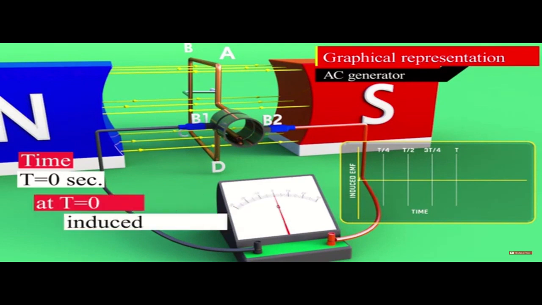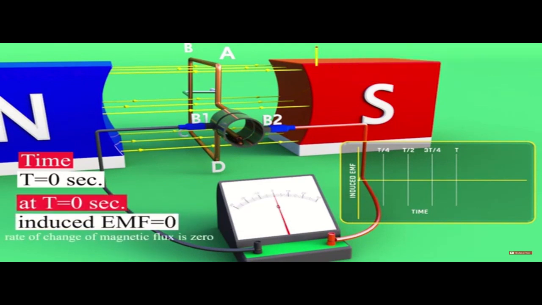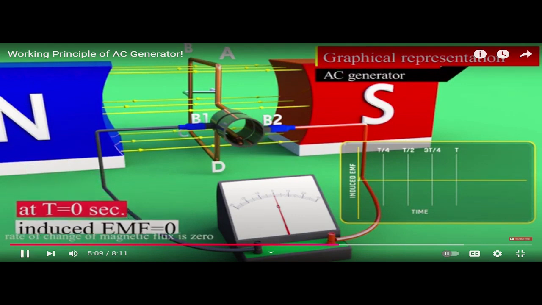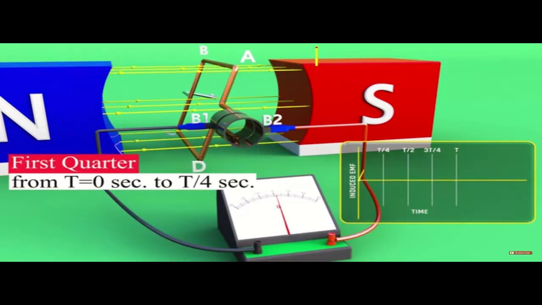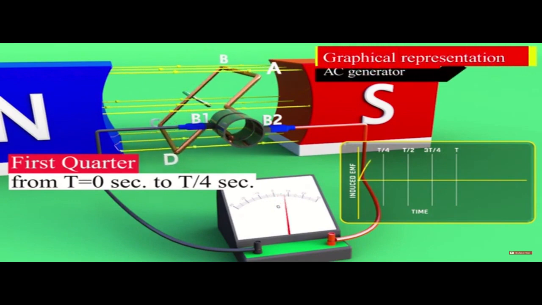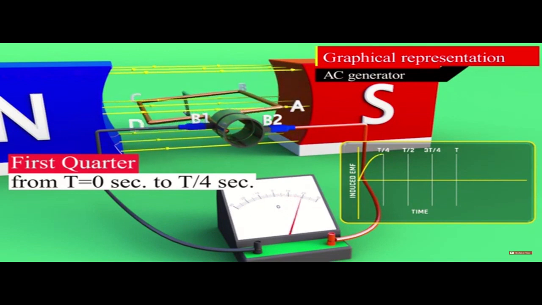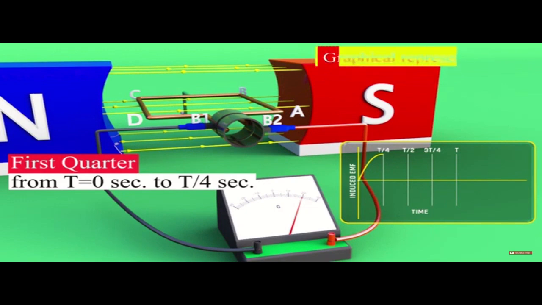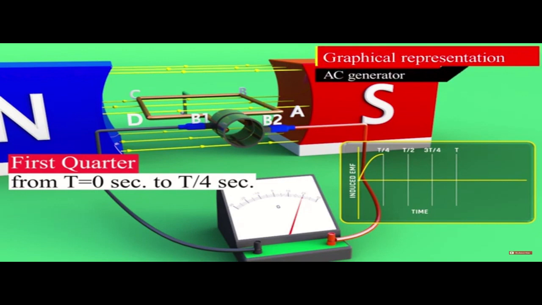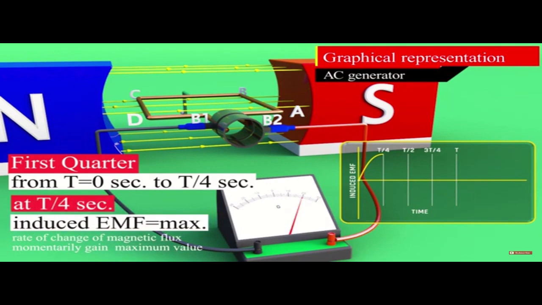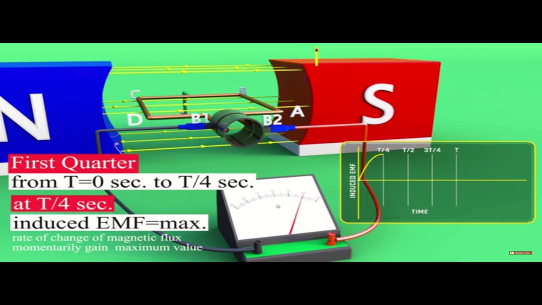For the first quarter rotation, from t equals 0 seconds to t over 4 seconds, part of armature AB moves down and part CD moves up. In this period, induced EMF increases from 0 to maximum value. In t over 4 seconds, armature is in horizontal position in relation to the magnetic field. In t over 4 seconds, rate of change of magnetic flux momentarily gain maximum value. Therefore, the induced EMF at this position is maximum.